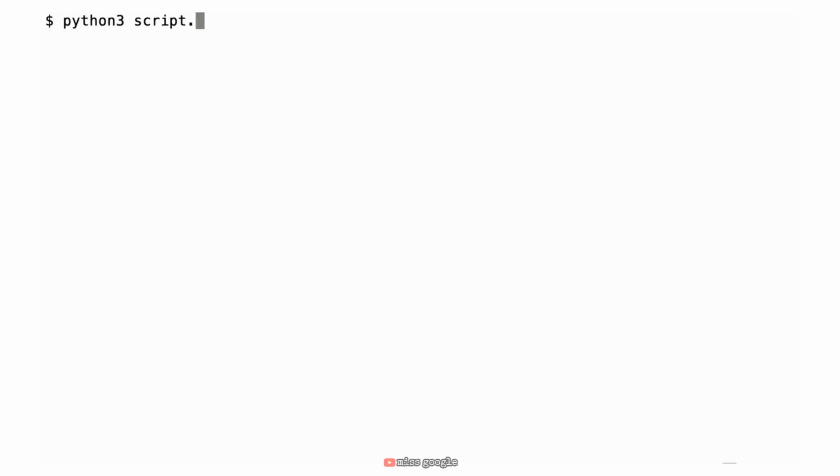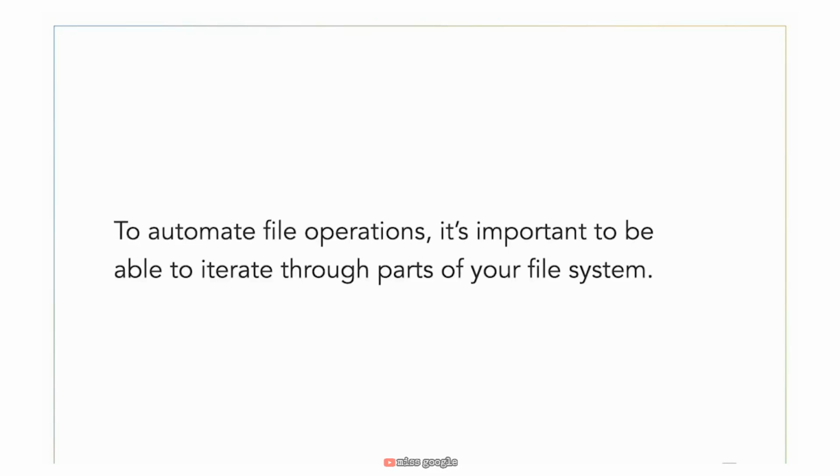We'll run the program again, and we see additional items. In the output, we not only see the monster1 items in the current working directory, but also any monster1 items in the subdirectories. With the glob module, we can easily filter down to just the items we want to work with. To automate file operations, it's important to be able to iterate through different parts of your file system.